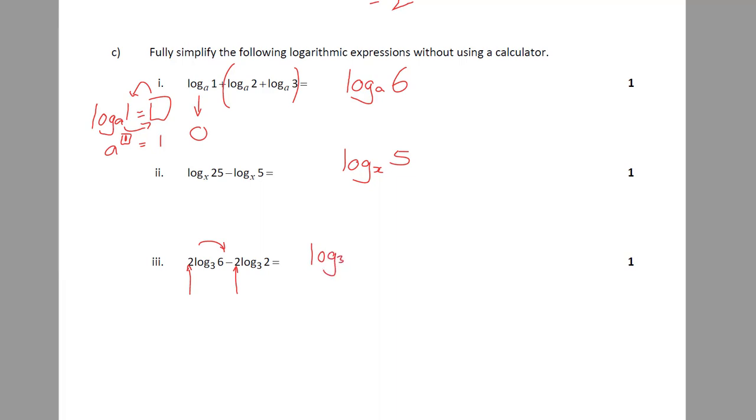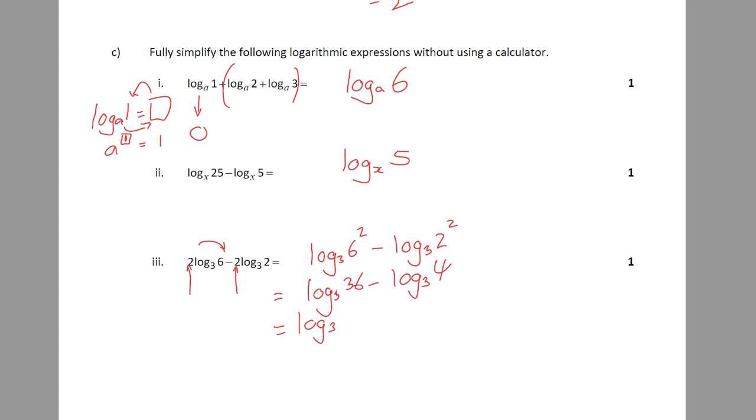That can be log 3 of 6 squared. The 2 from the front that was multiplying became squared, minus log 3 of 2 squared. What is 6 squared? Oh no, that's 36. Minus log 3, and 2 squared is 4. So that's a log 3. Let's use the same base, so 36.